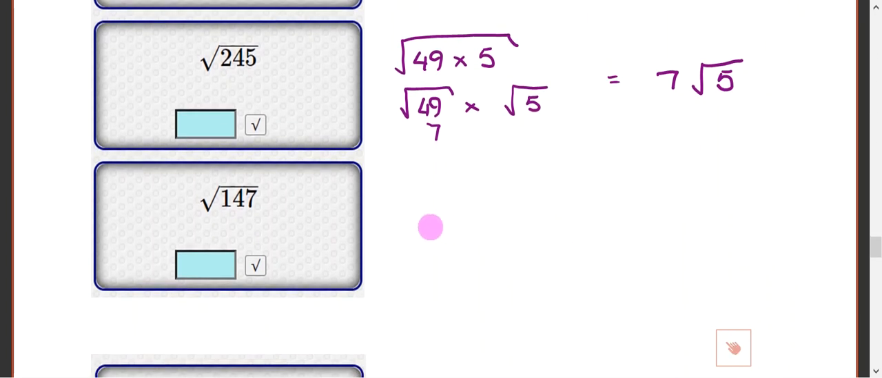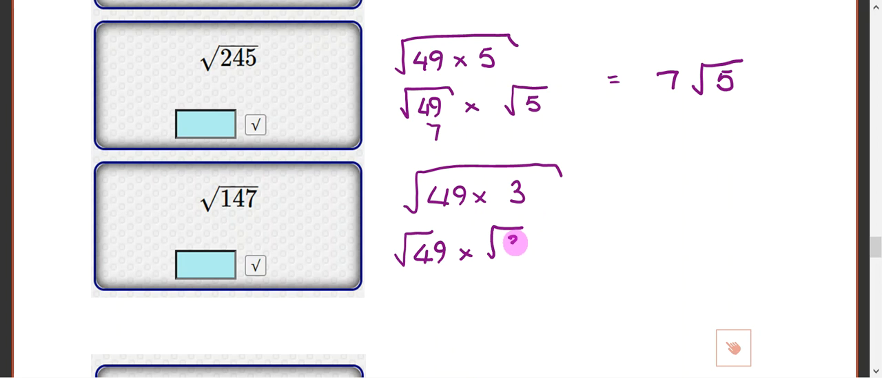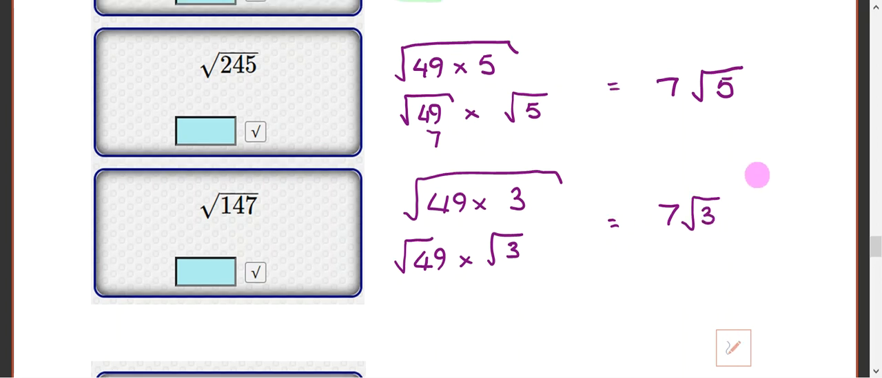Last one again then. Let's split it. Let's try the square numbers. 147 is in. But let's try, you can divide by 16, divide by, you tell me, you work it out. Go for it. So 49 times 3, break it into 49 times the square root of 3. And again, we end up with 7 root 3.